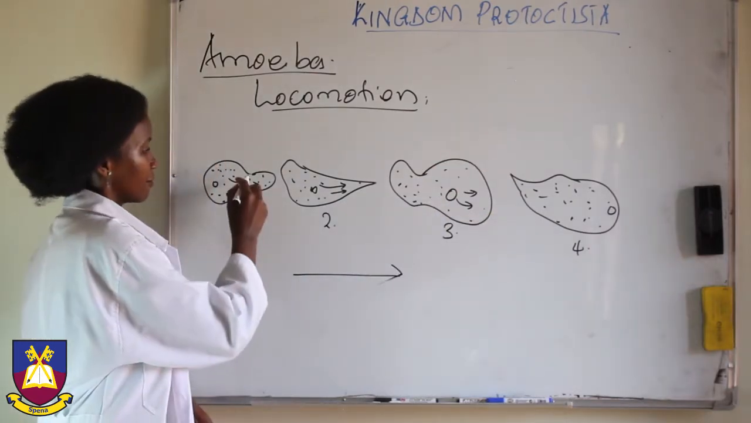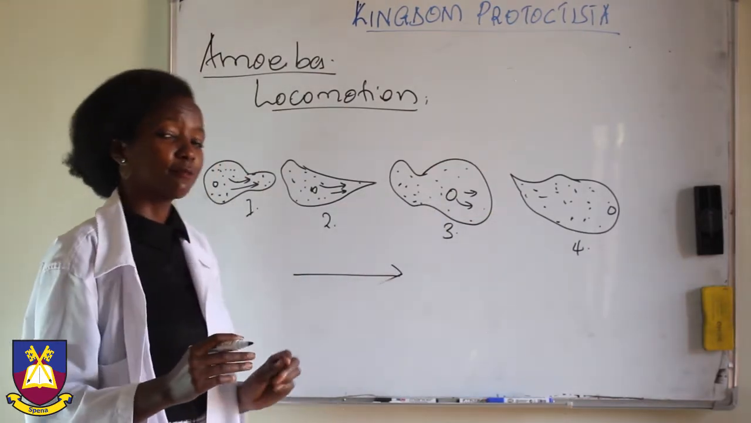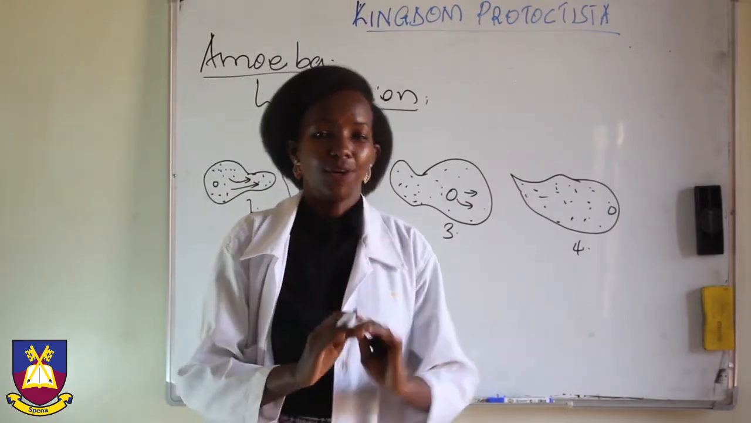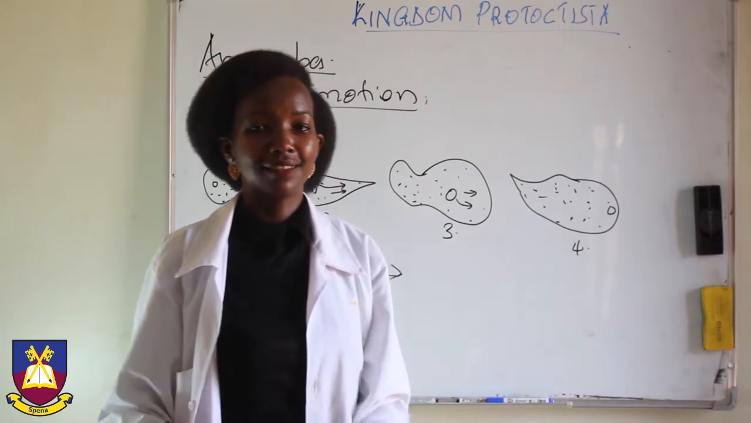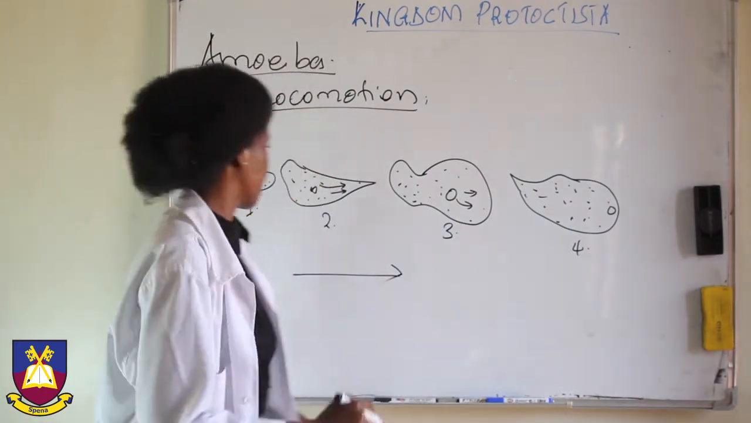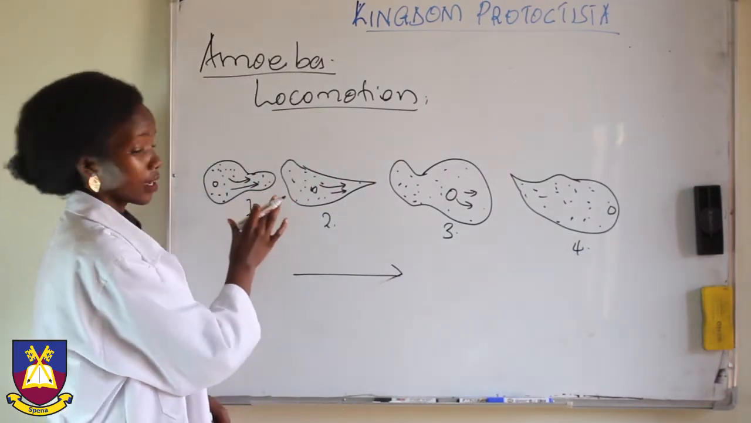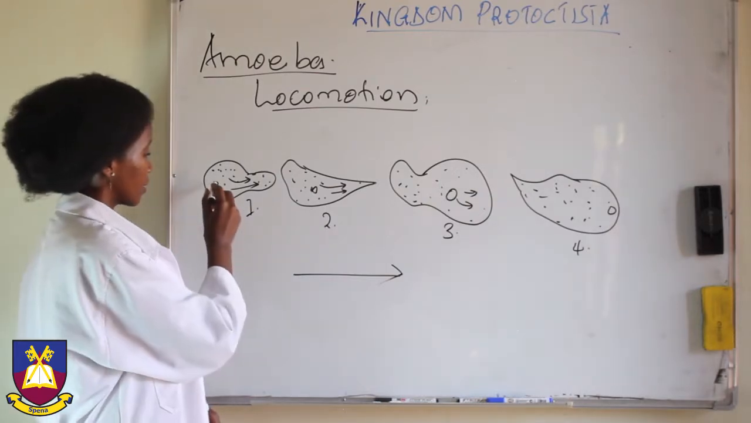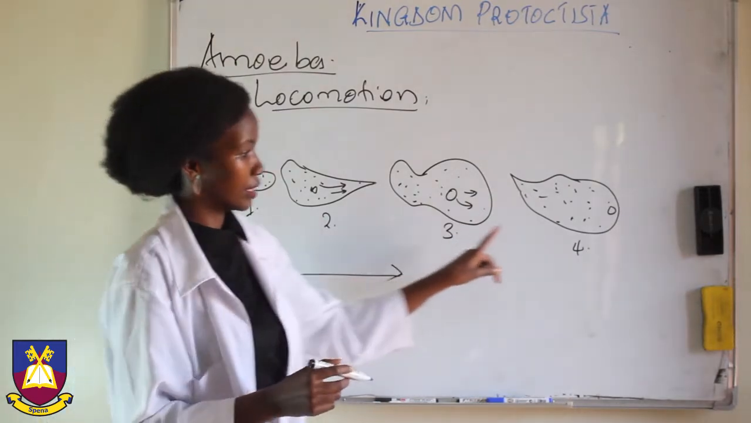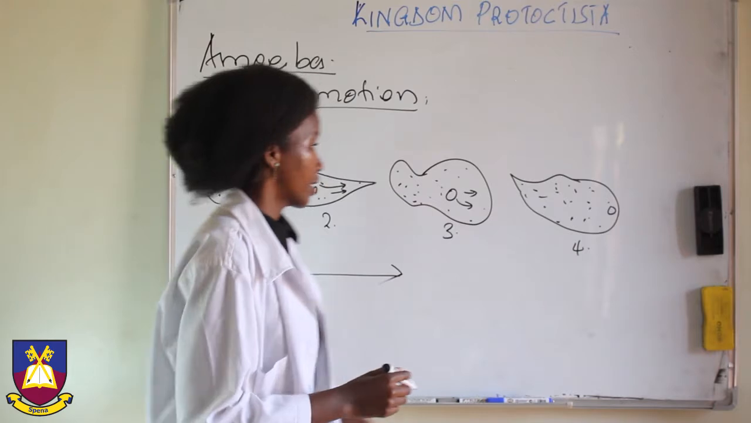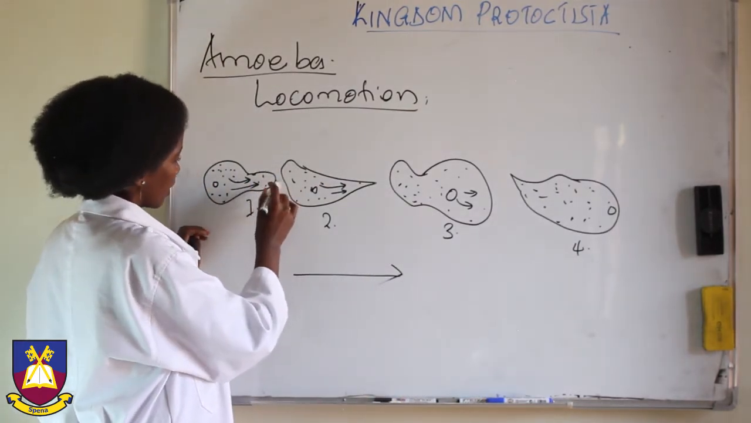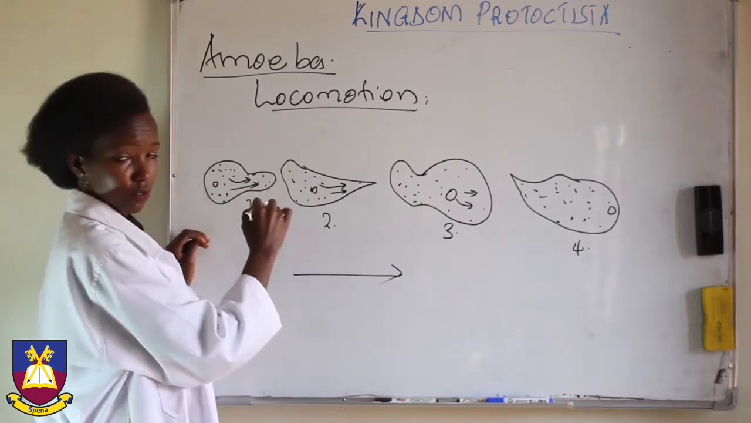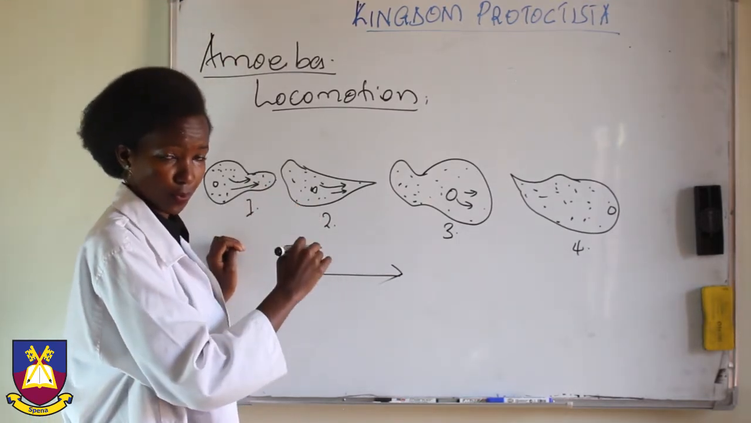So I have this amoeba. They never have, by the way, a clear shape of the cell. The shape keeps changing depending on the needs of the cell at that time. So I have this particular cell. See where each of these small circles indicate the nucleus, okay? Now, I have, at this point here, an extension which we call the pseudopod.